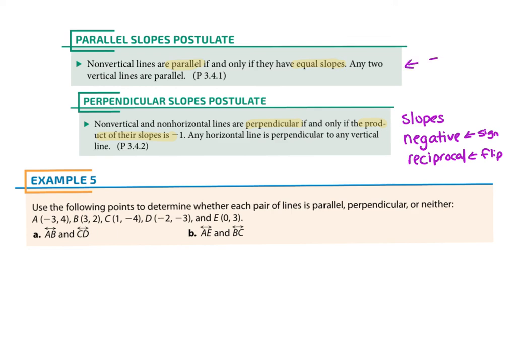Here, they will be equal. All right, so if you have equal slopes, they are going to be parallel lines. If your slopes are opposite sign and flipped, they are going to be perpendicular, meaning they will form right angles.